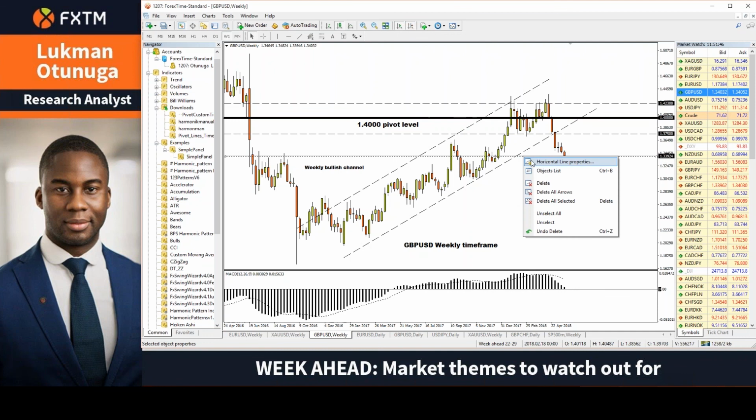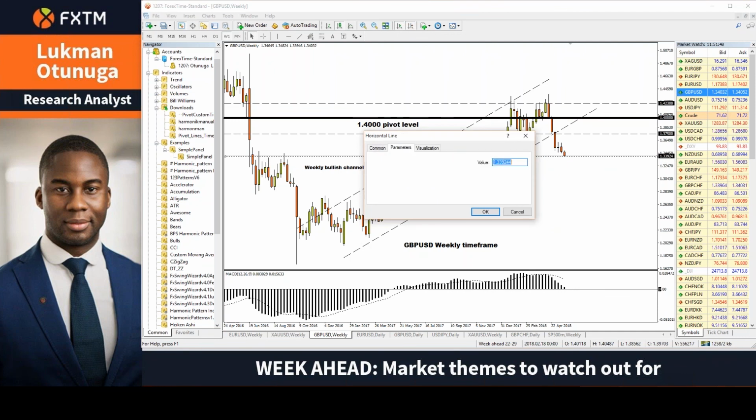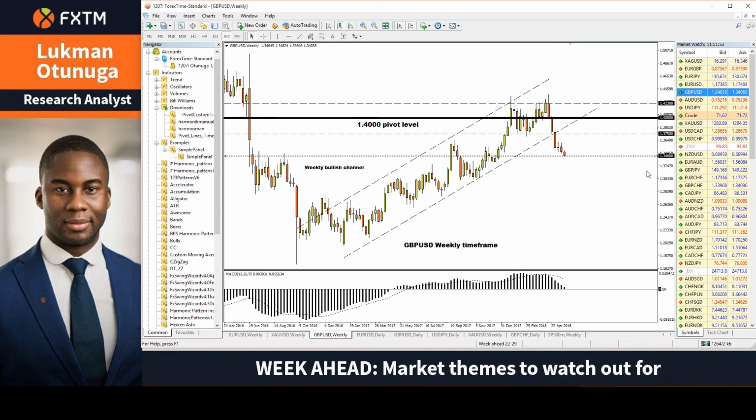Already, prices have challenged the 1.34 level, and naturally a breakdown followed by a daily close below this level could encourage a decline towards 1.33 and lower.